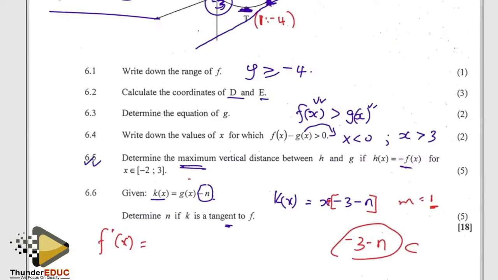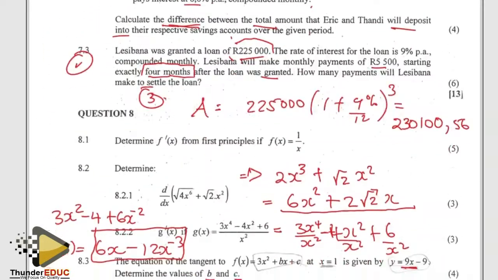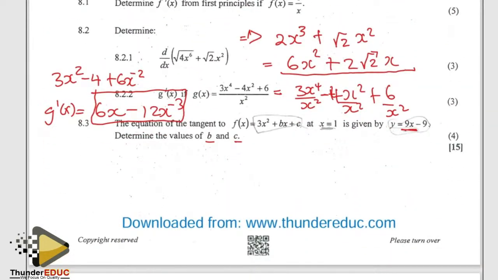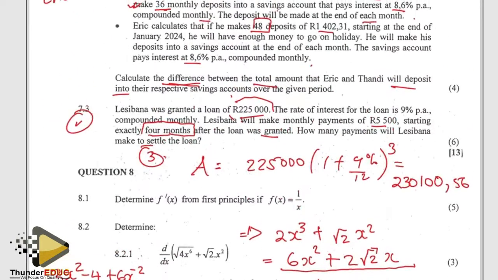And I'm going to use x as a 1, okay, and use this equation here. So when I replace x with a 1, y is going to be 9 times 1 minus 9, which is a 0. So which means the two are meeting at a point 1 and 0. Then I can get these numbers and substitute them there.